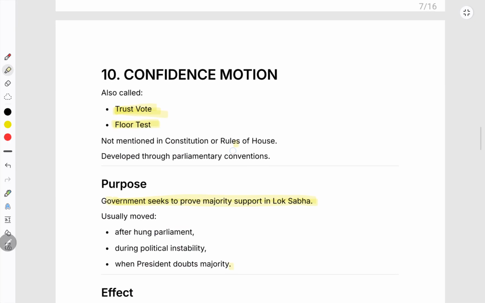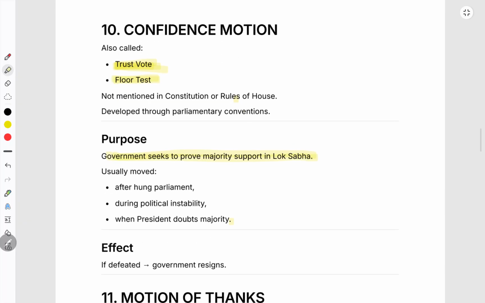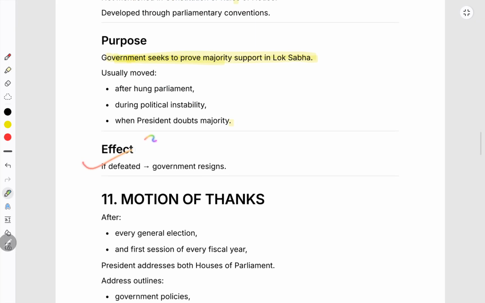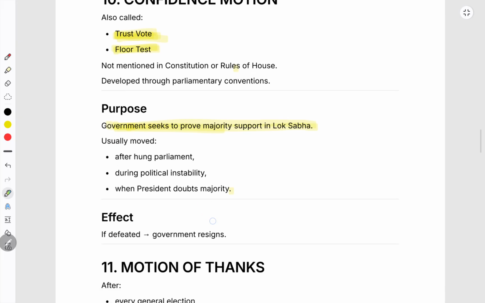So this is basically the opposite of no confidence. If we want the government to prove the majority, okay, that is why it is called trust vote or floor test. So if defeated, the government has to resign.